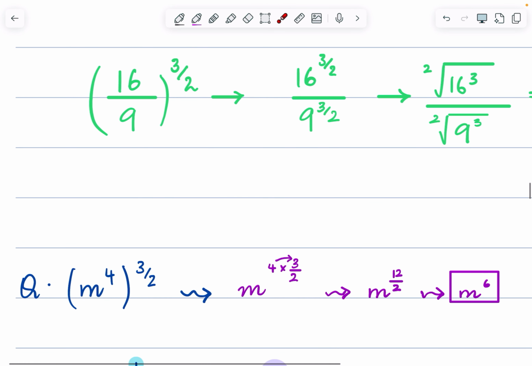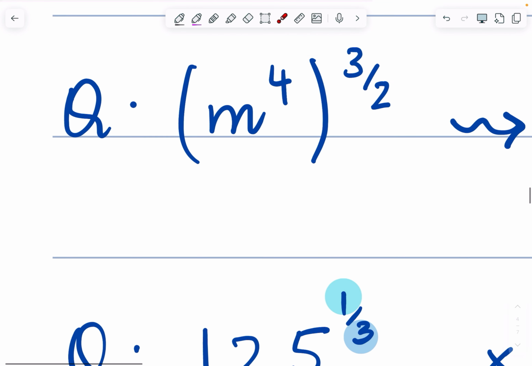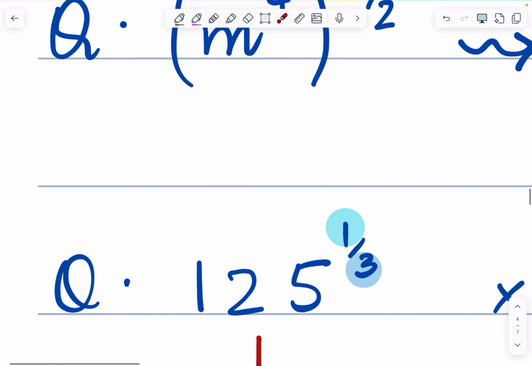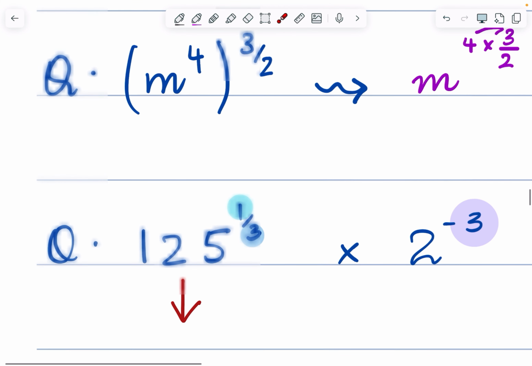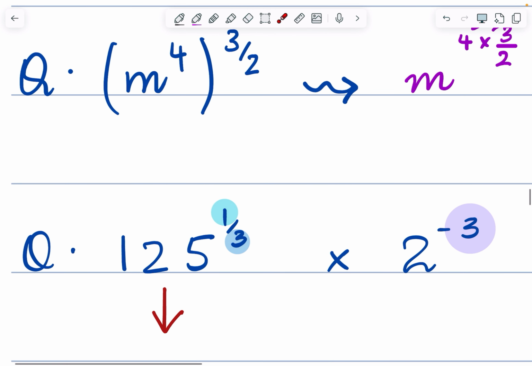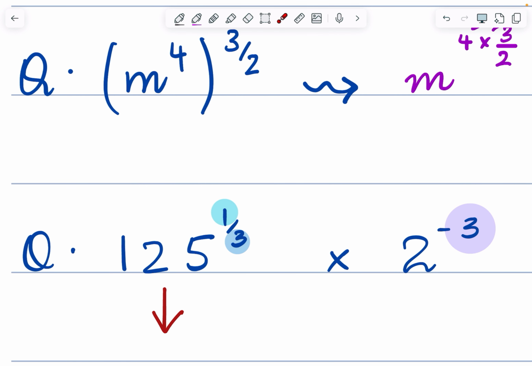Moving forward, next thing that we have is another question that I'd like you to solve. Here you go, try this one out. It is 125. This is easy. Yes, this one. Yeah, this is the whole question. It is 125 to the power 1 over 3 times 2 to the power minus 3. Both have to be solved separately, and then you can multiply them at the end.